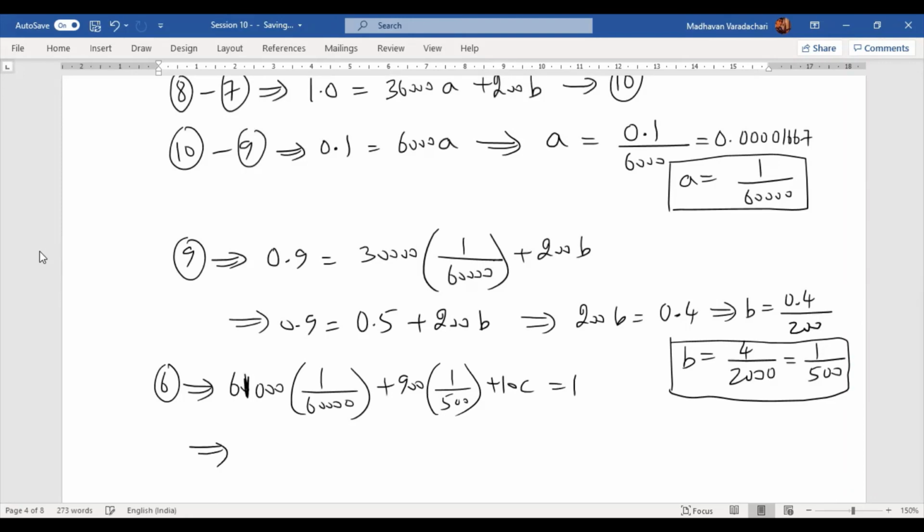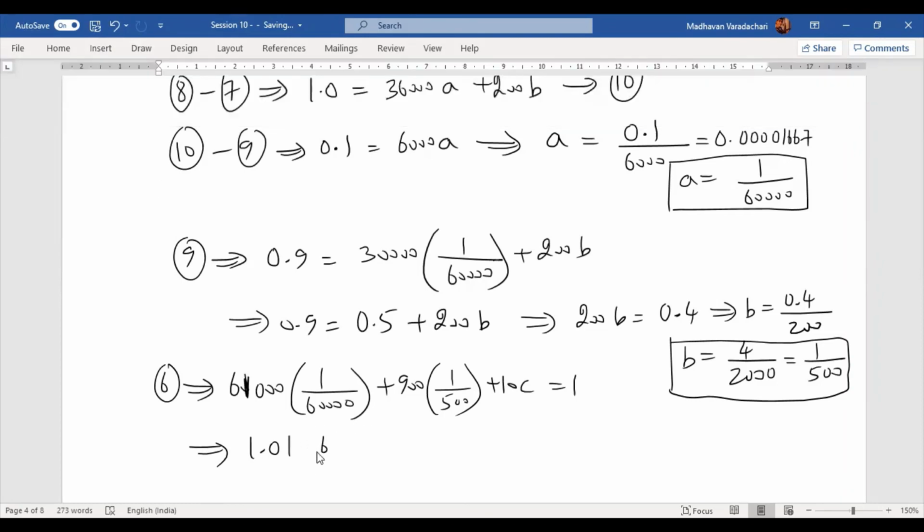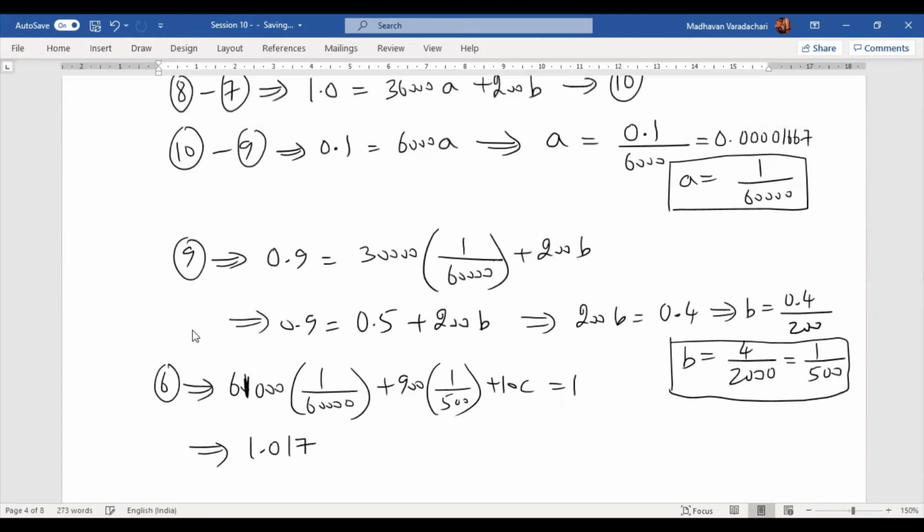Now we need to evaluate this. 61,000 by 60,000 is 1.01666. So many 6. Let me round it off, too much. I'll make it as 1.017, plus 900 by 500. That is 1.8, plus 10 times C equal to 1, which means our 10C is 1 minus of 1.8 plus 1.017.